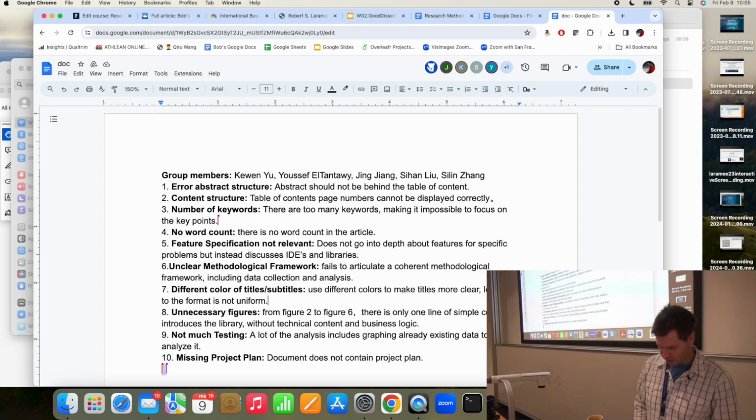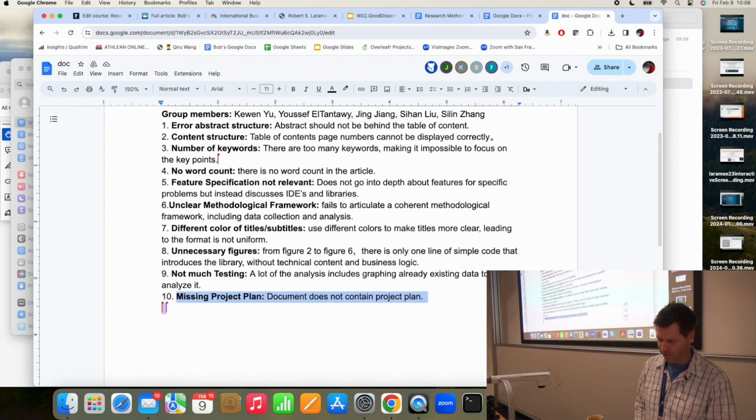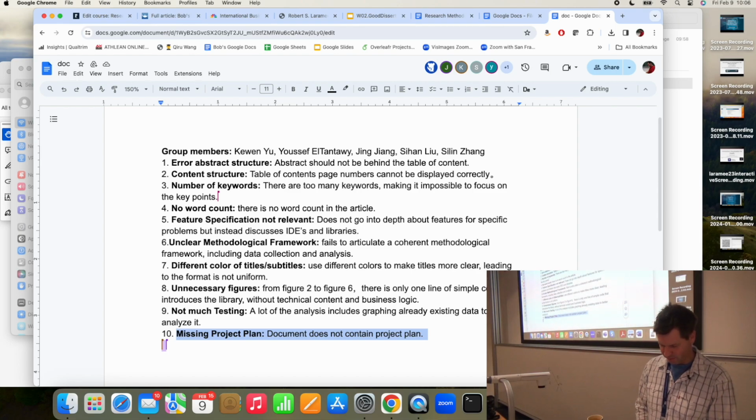Yes, inconsistent use of color, unnecessary figures. Okay. Yes, that's true. I would say the quality of the figures in general is quite low. That's true. The evaluation is very, very weak. This is not an example of good evaluation. That's true. Missing the project plan. Yes. So this is a good assessment of some of the problems. So nice job for this group.